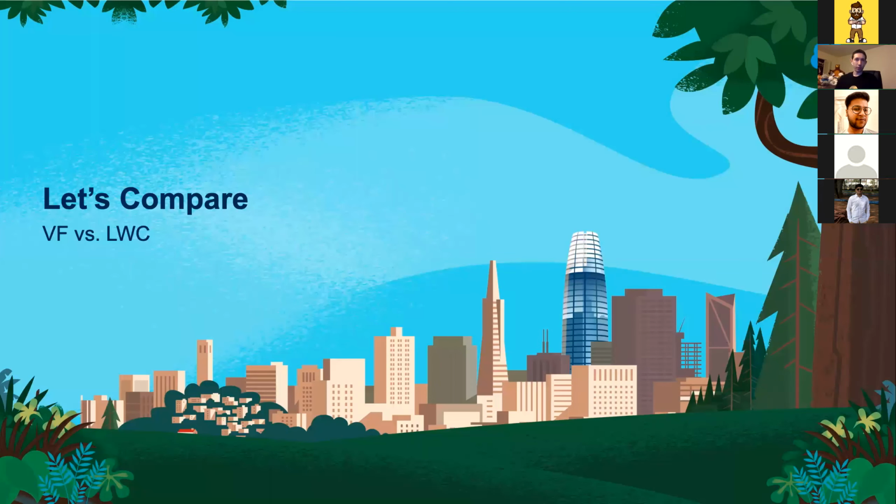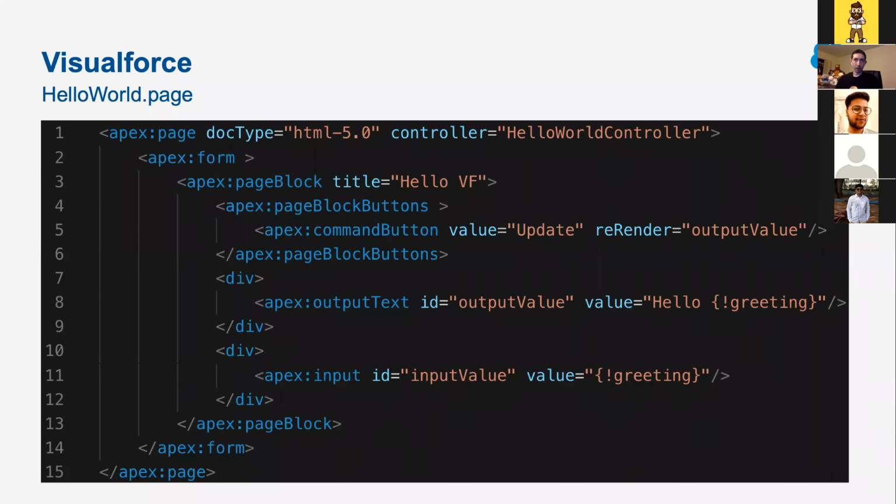So first, let's start with the Visualforce code. Take a look at the Visualforce code here. Again, we have some tags, right? Apex page, Apex form, Apex page block. We see in line 1, we're telling it, hey, I want to use the hello world controller. And then we're saying two primary things here.